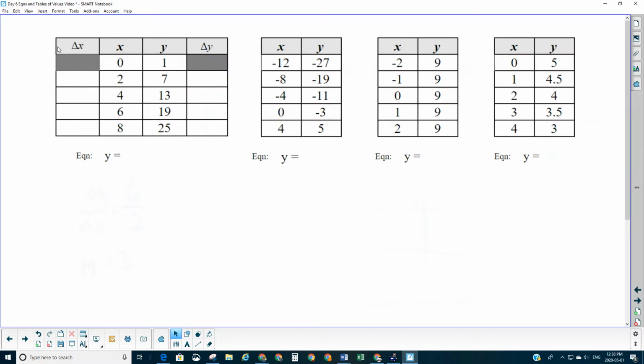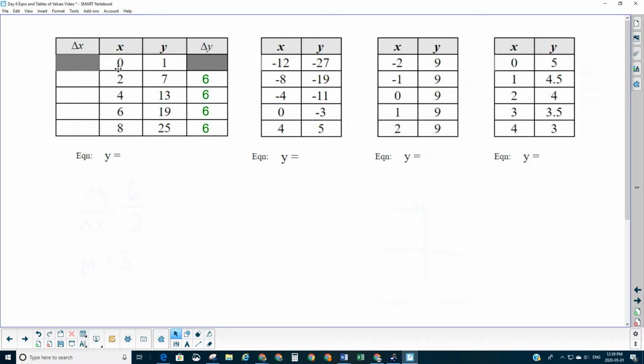All right, so I'm back here and I've given you another delta y and delta x, which must be for a reason. Let's start calculating the first difference, going from 1 to 7, that's a jump of 6. 7 to 13, that's another jump of 6. This is all a jump of 6. So my first gut is the equation is y equals 6x.